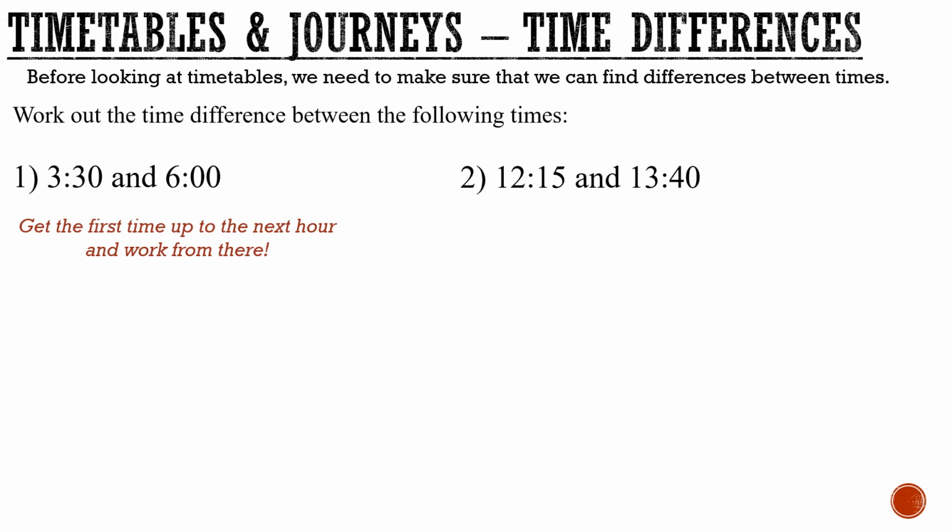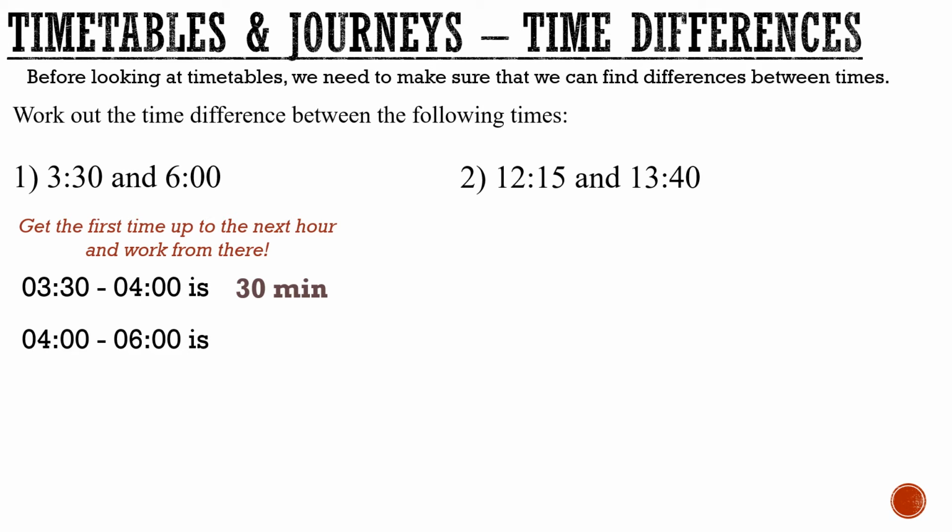So to get from 3:30 to the next hour, which is 4 o'clock, I know that that's 30 minutes. And then I'm already at 4 o'clock, so 4 o'clock to get to my time 6 o'clock is 2 hours, so the total time added together is 2 hours and 30 minutes, or 2.5 hours.